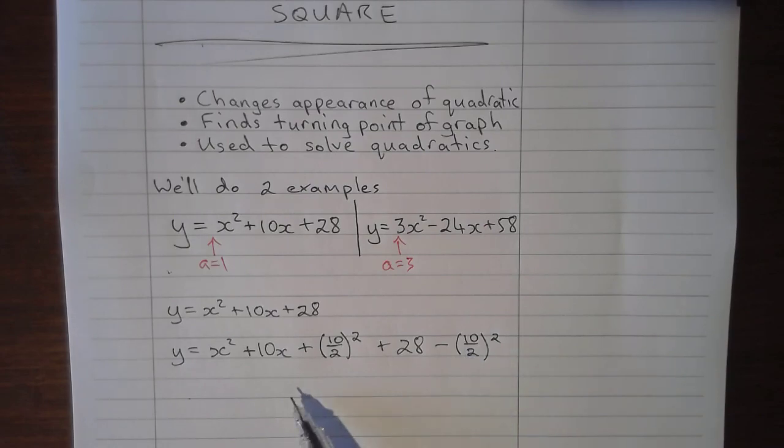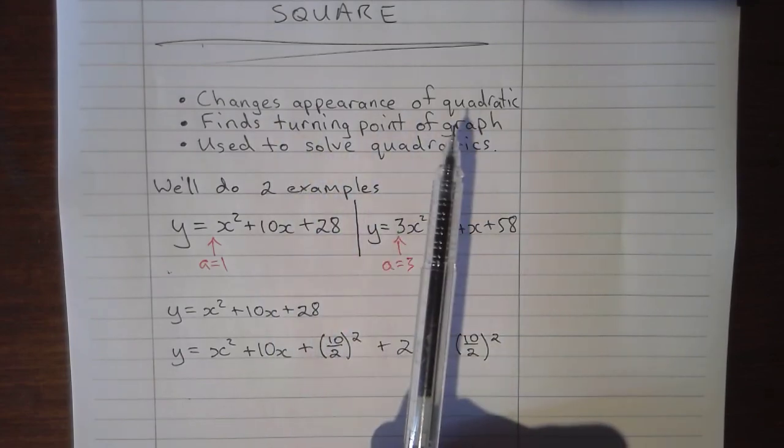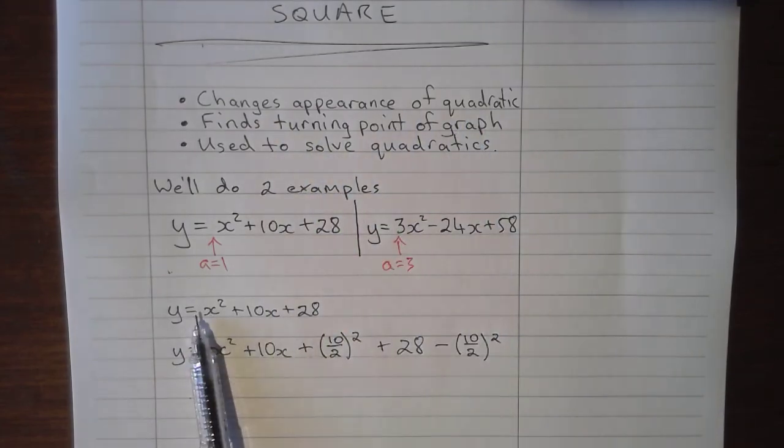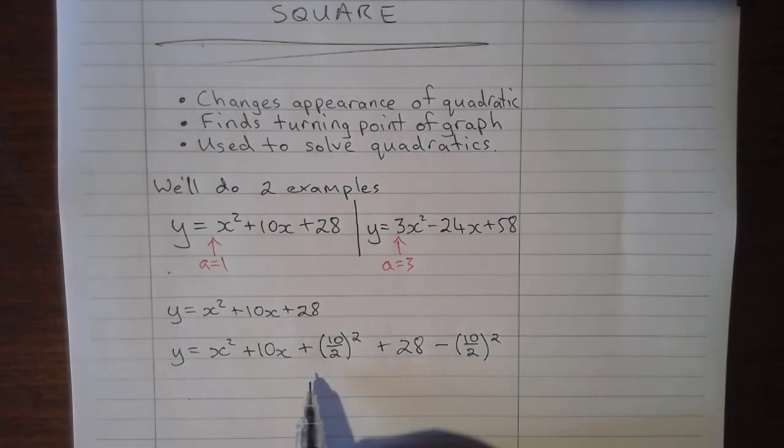Well, the point is that we are trying to change the appearance of the quadratic. We don't want to change what the quadratic is. This is exactly the same quadratic as the first version there. It just looks different. Now normally if you were simplifying, you'd just cancel those off and then you'd be back to the same starting point. We're not going to do that.